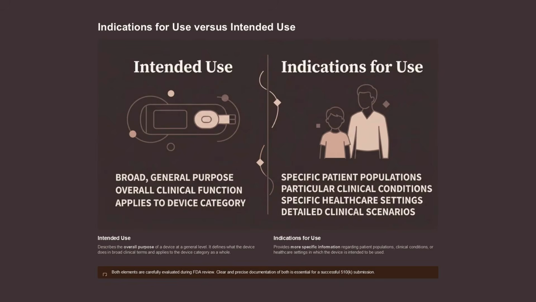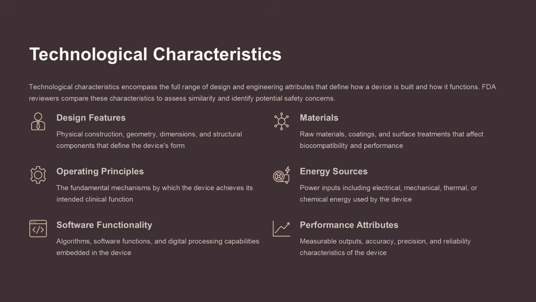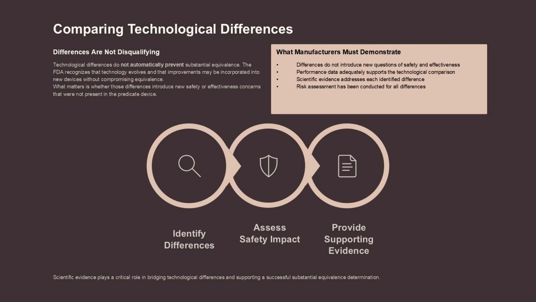Intended use covers broad clinical functions, while indications for use focus on specific clinical scenarios and patient populations. Technological characteristics define how a device is built and functions, crucial for assessing safety and effectiveness. Manufacturers must demonstrate that technological differences do not impact safety or effectiveness, providing supporting evidence.